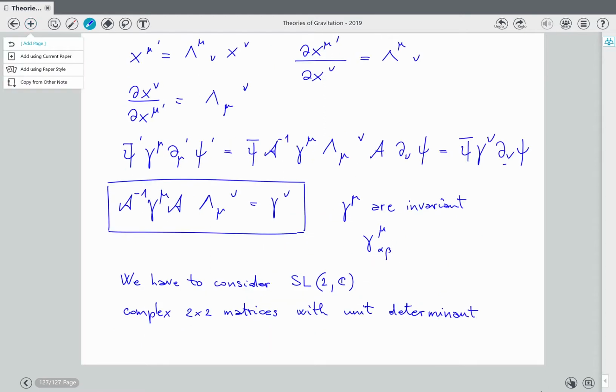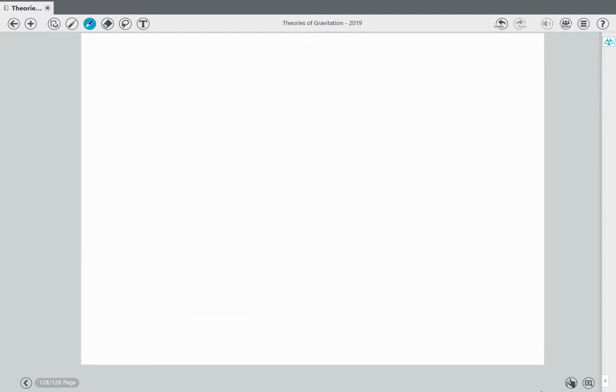A matrix A of SL. So special linear. SL means special linear instead of general linear. General linear means invertible only, and not with determinant 1 necessarily. And this is special linear.